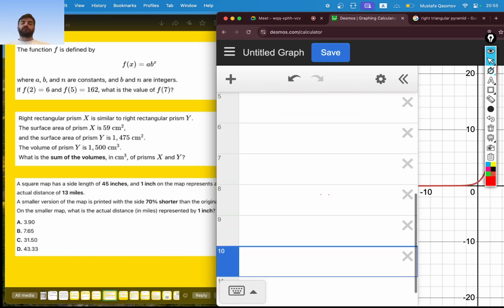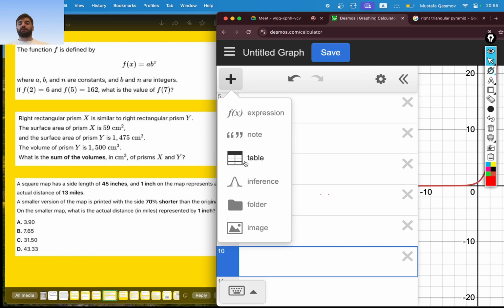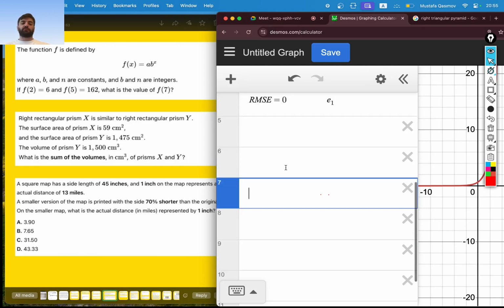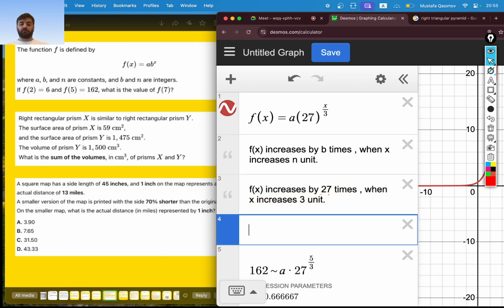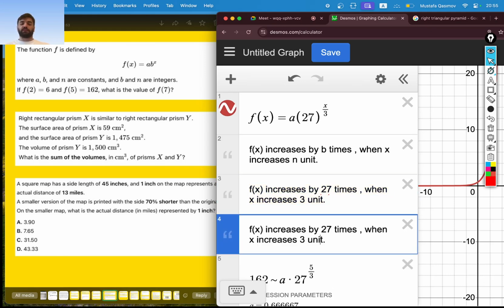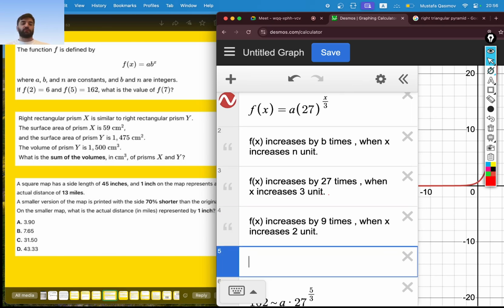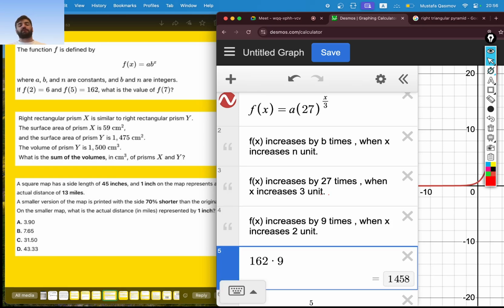And also you can create a table, it will be very short. And also you can think of it like this. When f of x increases by 27 times when x increases by 3 units, you can also write it like that. When x increases by 2 units, it will increase by 9 times, because 3 cubed is 27, so 3 squared is 9. Then you can just multiply 162 by 9 and you will get the answer. Is it clear for everyone?